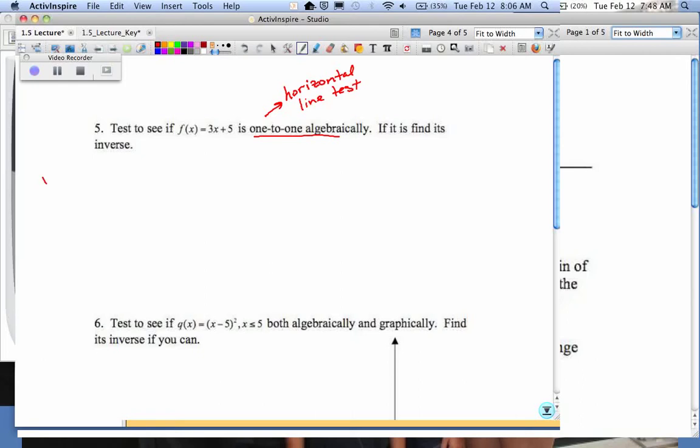So when something fails a vertical line test, it has a y1 and a y2, right? For one x, there's a y1 and a y2. If we reverse this now, the y's become x's. And the x becomes a y.